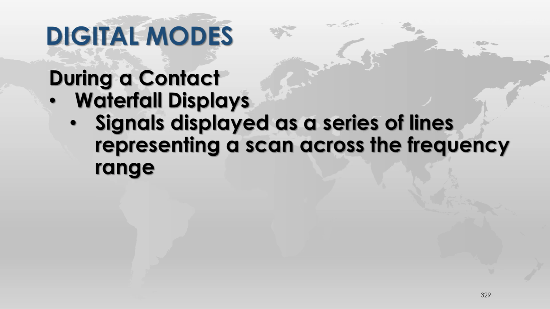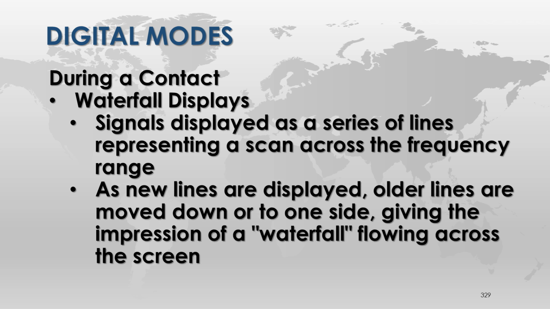During contact, a waterfall display shows signals as a series of lines representing a scan across the frequency range. It depends on the radio, the display you have, and the settings. You might be looking at the entire band, or just a short distance above and below. On most radios you can set it, but it's going to be the frequencies that are visible. As new lines are displayed, older lines are moved down or to one side, giving the impression of a waterfall flowing across the screen. We have a video of it coming up.